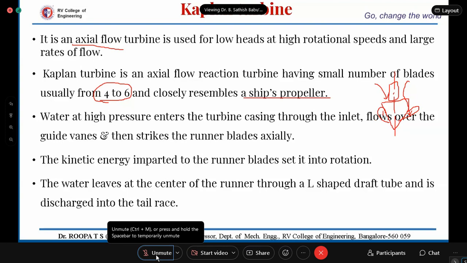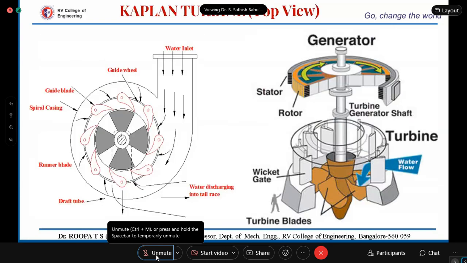Its design is such that it resembles the propeller of a ship. See, the other working principle, everything remains the same. Only the entry and its construction are different. Here also we use an L-shaped draft tube to discharge the water into the tail race. Yes. So as you can see here, the same diagram holds good for both Francis and Kaplan.